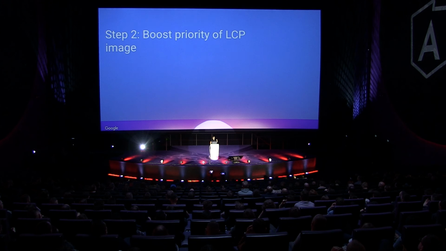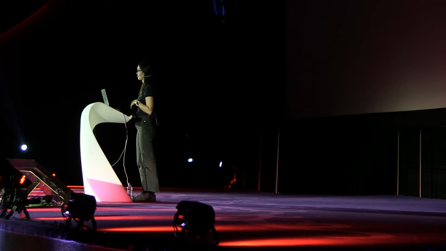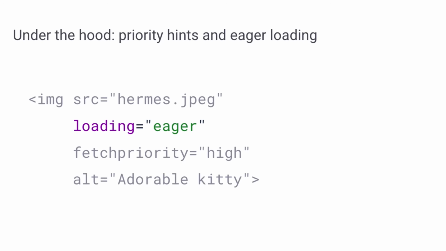And the way to do this is to boost the priority of your LCP image. And again, this is something that we did together. If you recall the warning telling us to add this priority attribute, as soon as we added the priority attribute to our image tag, under the hood, the image directive did 2 things. The first thing it did was set the loading attribute to eager. This means that the LCP image isn't going to be lazy loaded, which is really important.